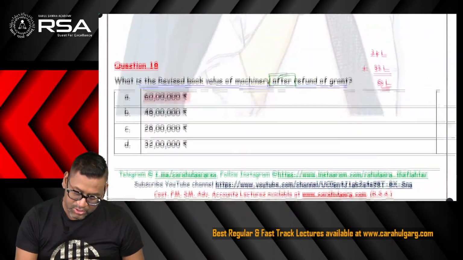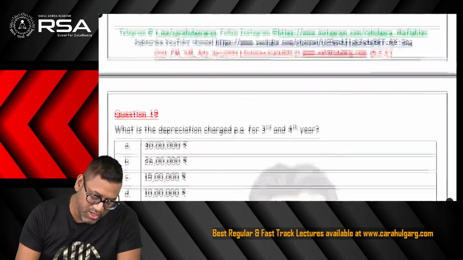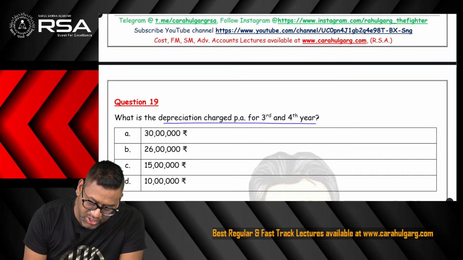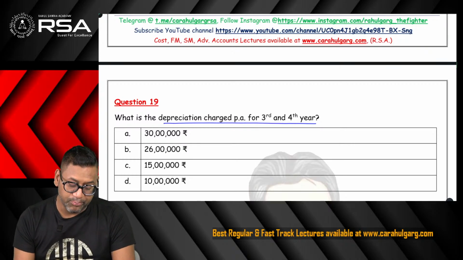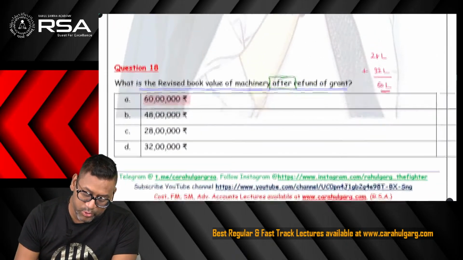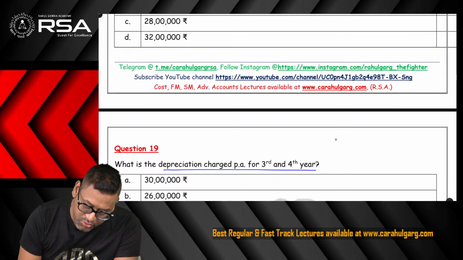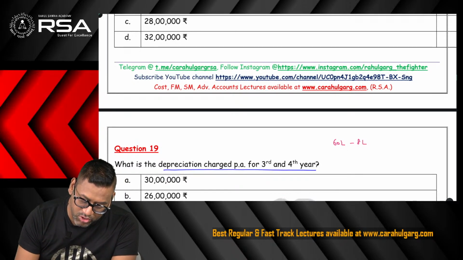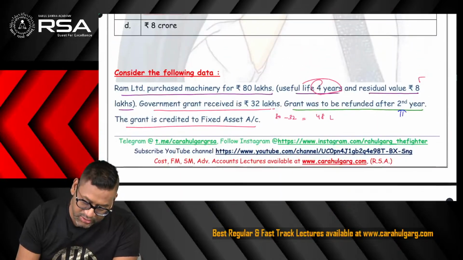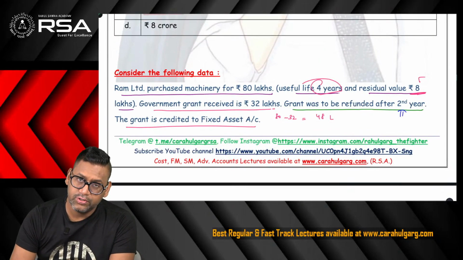Now the next question which is being asked: what is the depreciation charged per annum for the third and fourth year? Again, per annum. So now the revised book value you have got is 60 lakh rupees. So this is my revised book value. Out of that, I will deduct the residual value, which was 8 lakh rupees, and divide by the balance life.